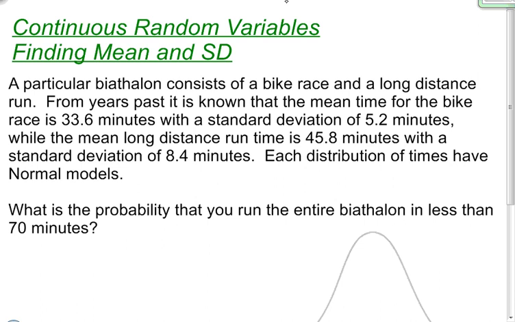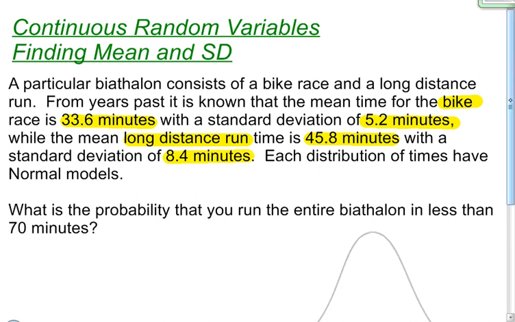I want to go ahead and highlight the most important information here. For the bike race, I know the mean is 33.6 minutes with a standard deviation of 5.2 minutes. And then for the long distance run, the mean time is 45.8 with a standard deviation of 8.4.